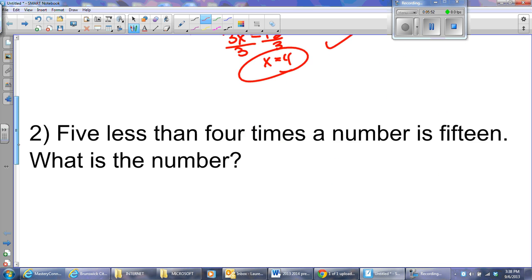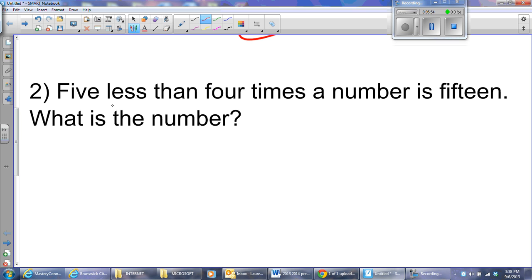All right, let's look at this one here. 5 less. Well, that's minus 5. 4 times a number. Do I know the number? No, I don't. Oh, I'm sorry. Let me start that over. I start with my variable. I need 4 times that variable. Then I need 5 less than that amount. Is 15. I'm ready to solve. It's just a 2-step equation.